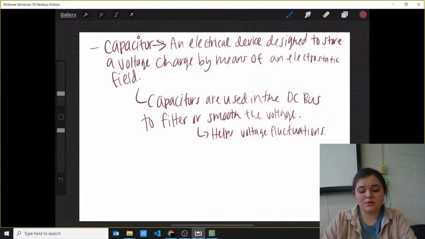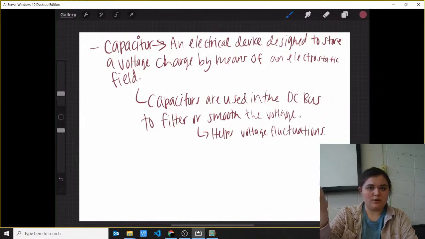A capacitor is an electrical device designed to store a voltage charge by means of an electrostatic field. Capacitors are used in the DC bus to filter or smooth the voltage, so it helps with voltage fluctuations. If voltage was dropping really fast, that capacitor would kick in and increase the voltage back.